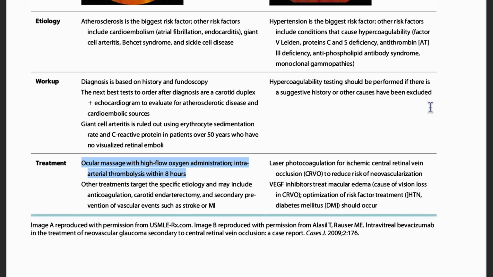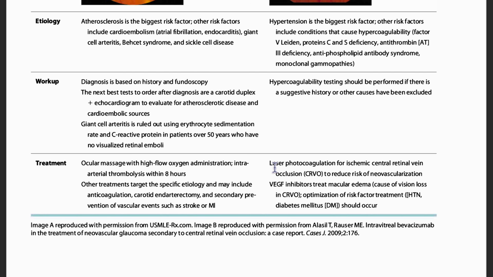Treatment here is laser photocoagulation for ischemic central retinal vein occlusion to reduce risk of neovascularization. VEGF inhibitors treat macular edema, a cause of vision loss in CRVO. Optimization of risk factor treatment, like hypertension and diabetes mellitus, should occur.